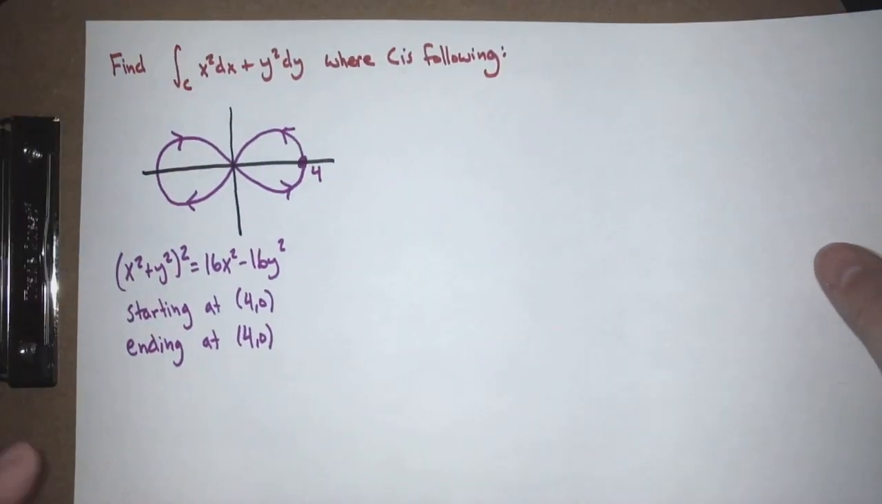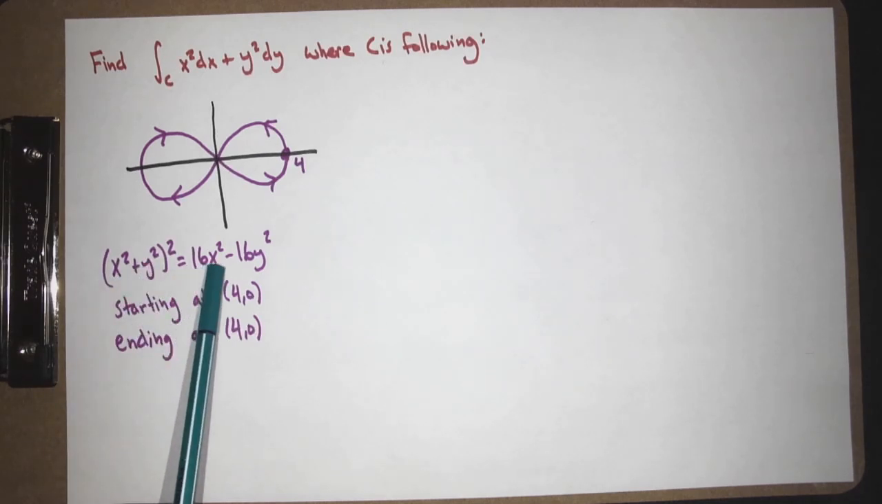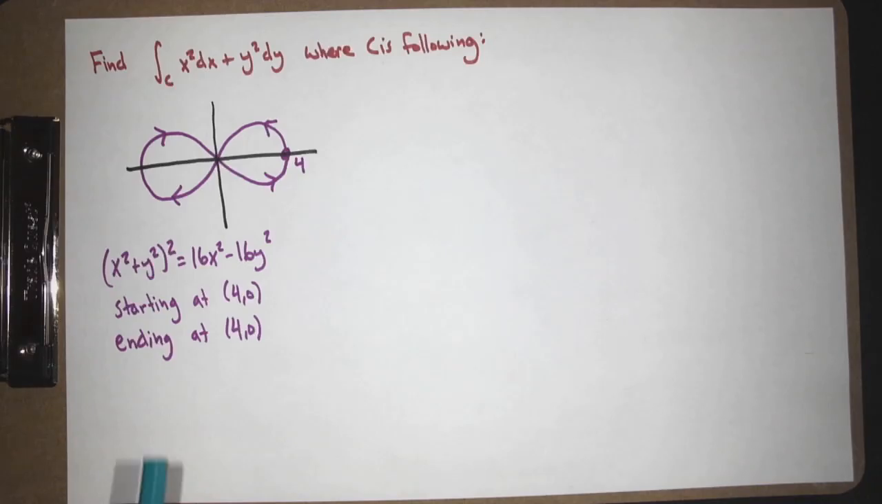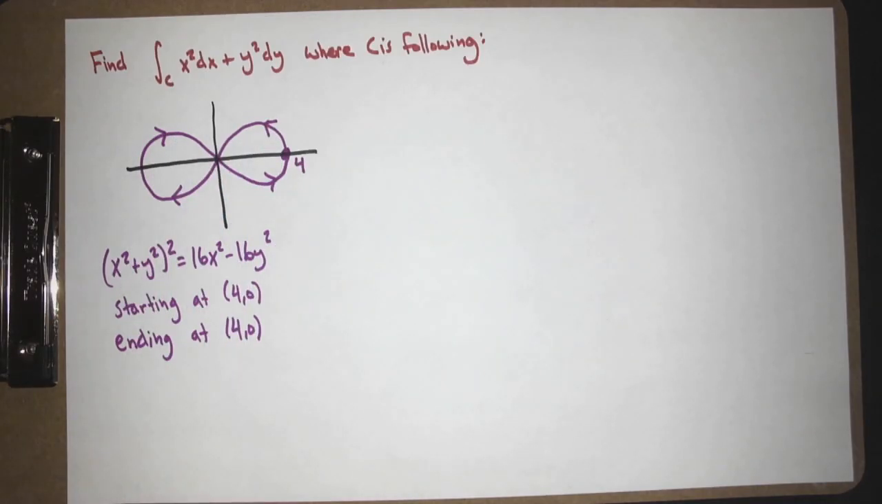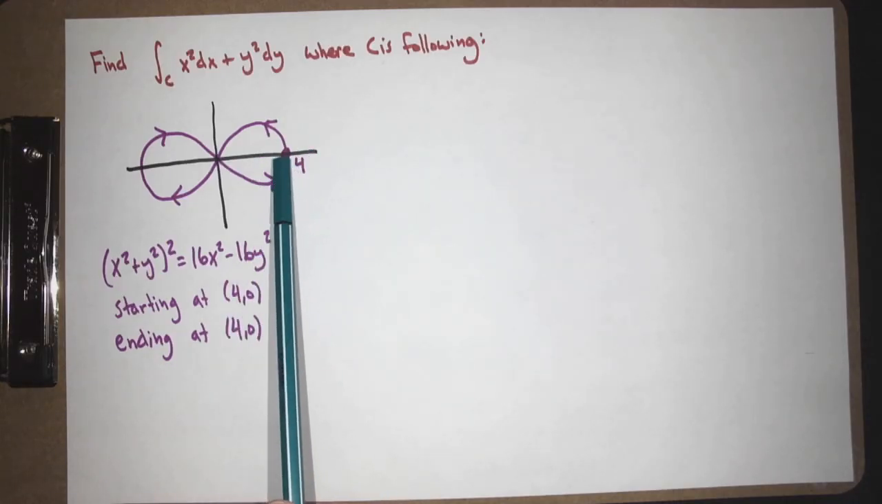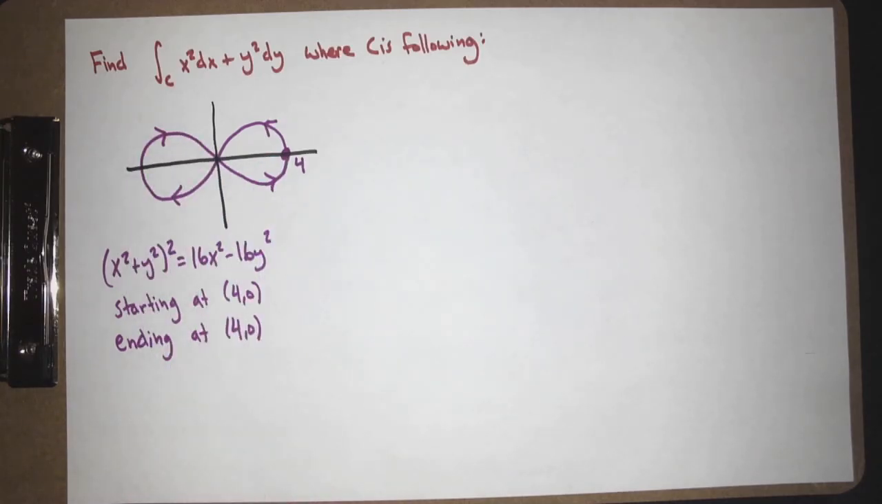Okay, our next problem. So here we have a curve, and I happen to have the formula written down. This is x squared plus y squared, squared, equals 16x squared minus 16y squared. And it looks like this figure 8. And don't worry, we can parameterize it. It won't take us that long. But we want to start here at this point, 4, 0, follow the curve as marked, and we want to end back at this point, 4, 0. Okay. Cool. What should we do?